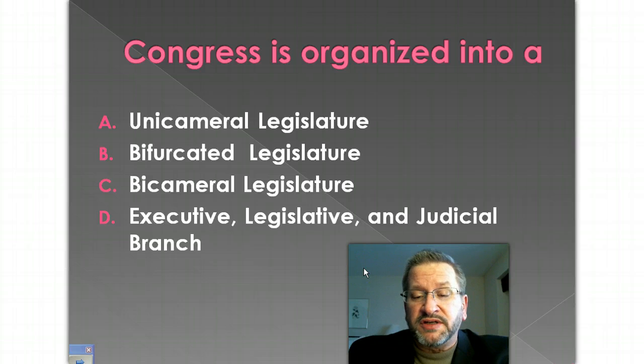So let's just take a quick little multiple choice question. Congress is organized into A, unicameral, B, bifurcated, C, bicameral, or D, executive, legislative, and judicial branches. And of course we know the answer is C, bicameral legislature.